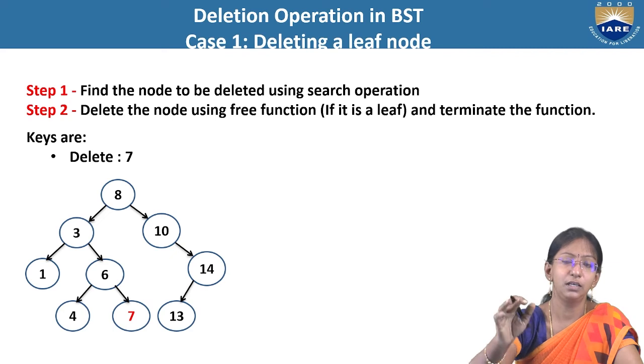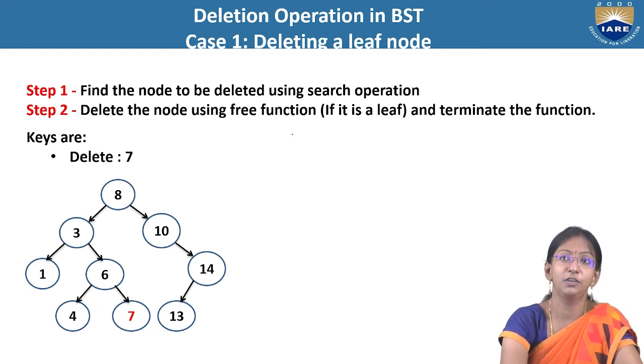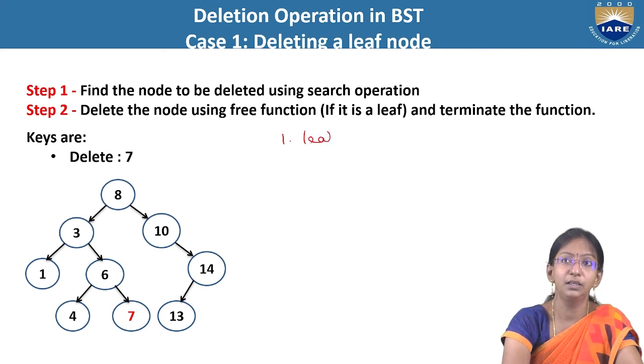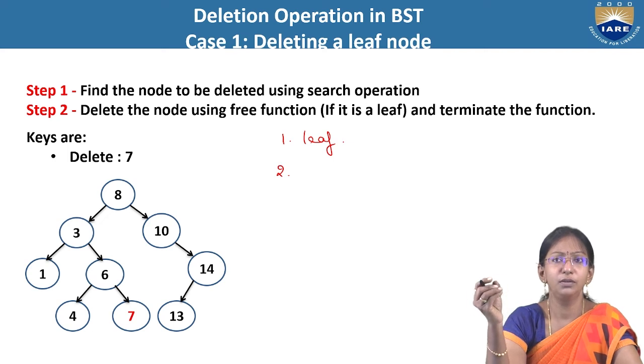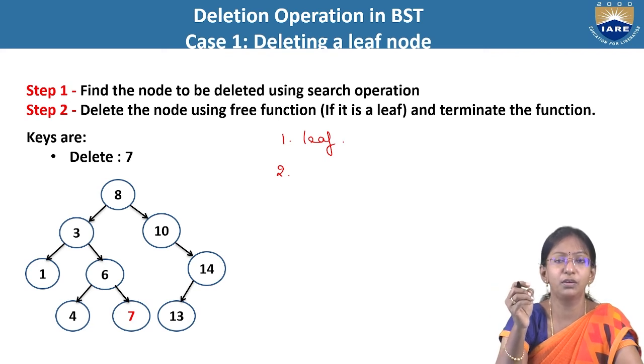Let's look at the deletion process. We have 3 cases in deletion. Case 1: you are trying to delete a leaf node. A leaf node is a node which has no children. Am I right? So if you remove that, will the order or structure of your tree get disturbed? No way. So it's a very simple one.